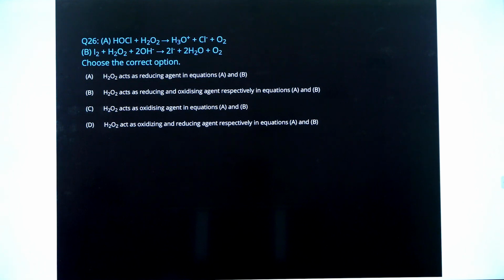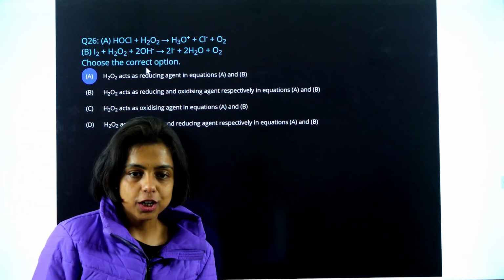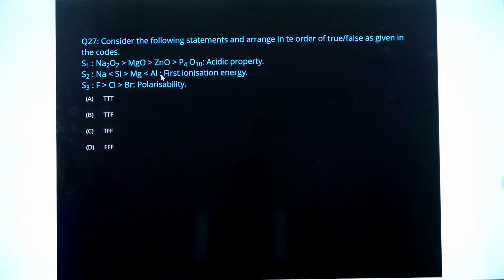So of course, as per the options, what answer will we mark, guys? We will mark our answer as A. A is the correct answer. H2O2 is a reducing agent in both the equations, right? So this was a pretty easy, basic question, you can say. Let's move on to question number 27. Let's have a look at this question, guys.